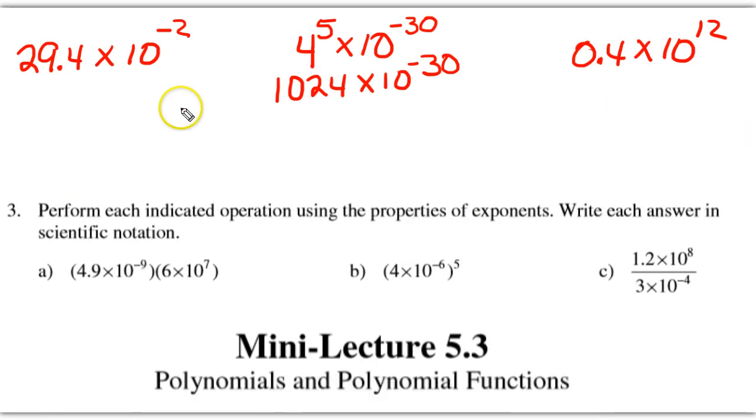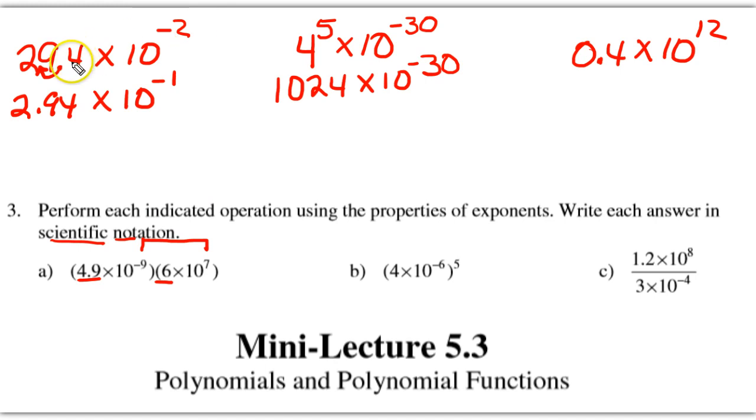Now, in these last few, we're going to multiply this by this, and we get this. And we're going to add our exponents. So a negative 9 and a 7 gives me a negative 2. Now, you might say, well, that's in scientific notation. And the answer is no, because this is not a number between 1 and 10. So what I do is I move it over 1 decimal. This becomes 2.94. And since I moved it over 1 to the left, I have to add 1 here. So this now becomes times 10 to the negative 1. I had to add 1 if I move it to the left.